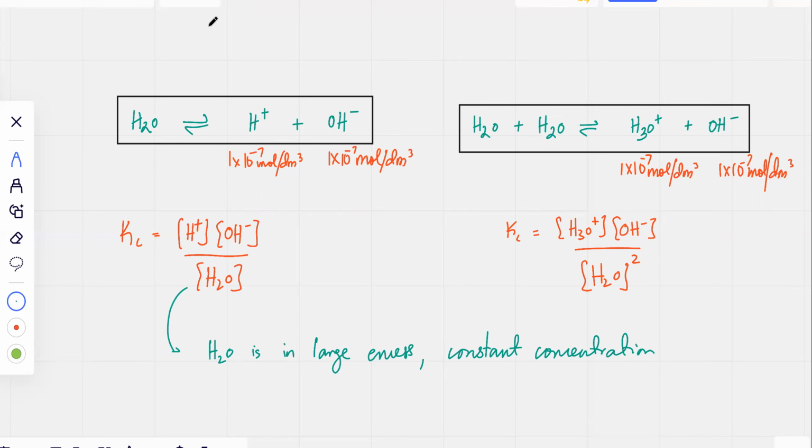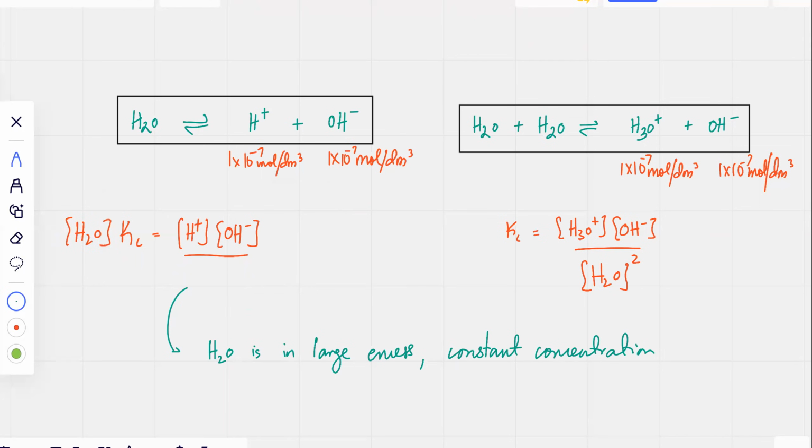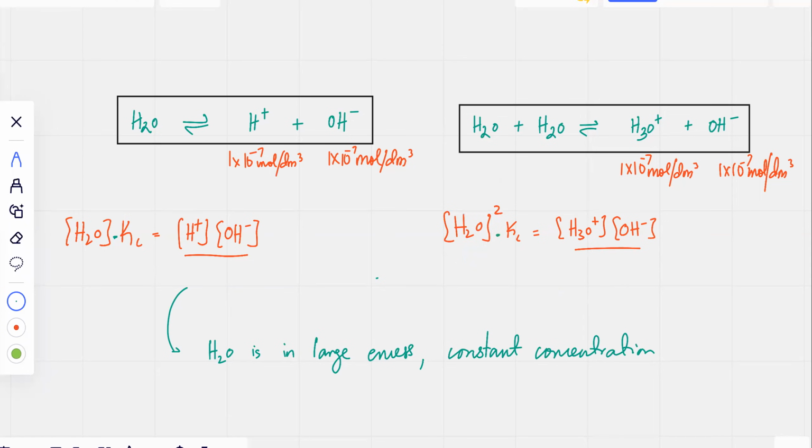And anything that has constant concentration, you don't write it in the expression. Or what you do is you take it as a constant. So you just add up all the constants. So you pick this water molecule, and you're going to take it to the other side. You're going to combine all the constants together because its concentration is a constant. And the same could be done for the other equation as well. Its concentration is a constant. So you combine the constants together and you get this expression.